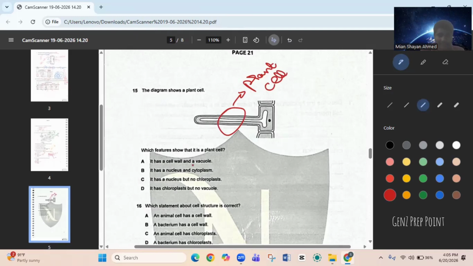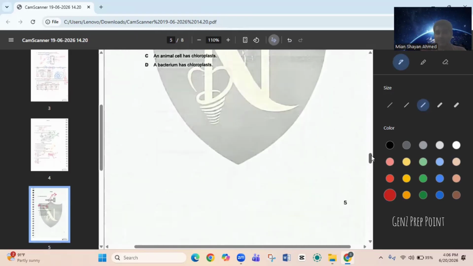If we see, it has a cell wall. So cell wall is an identity of a plant cell. This could be the answer. And a vacuole. A large permanent vacuole is an identity of a plant cell; they have a large permanent centralized single vacuole. Nucleus is also present in animal cells, so this won't be the answer. It has a nucleus but no chloroplast? No, this is not the identity. It has chloroplast but no vacuole? No, this cannot be the answer. So A is the answer. Easy peasy. If we move on, all right, 16.